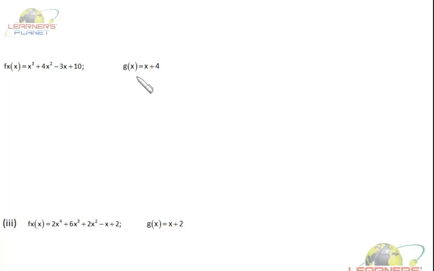Now in this question, f(x) is x cube plus 4x square minus 3x plus 10, and g(x) is x plus 4. Now we have to find the remainder when f(x) is divided by g(x). So further we'll be using the remainder theorem, and we'll be calculating the value of a. Let's compare x plus 4 to x minus a. So we'll be getting a equal to minus 4, or alternatively put x plus 4 equal to 0. So x is equal to minus 4, which will be the value of a.